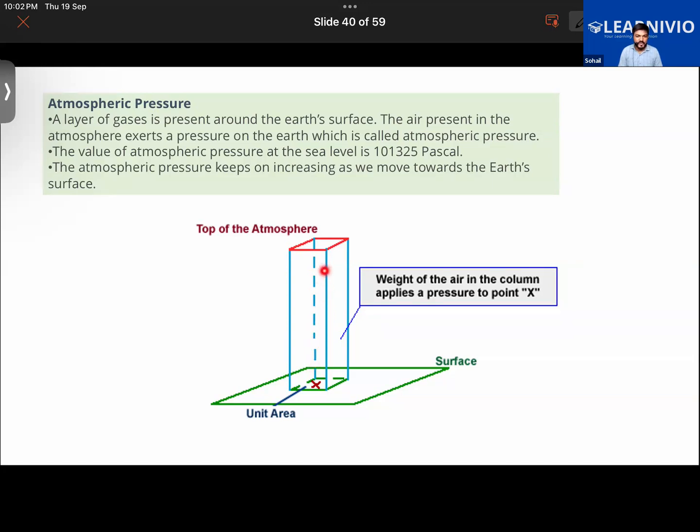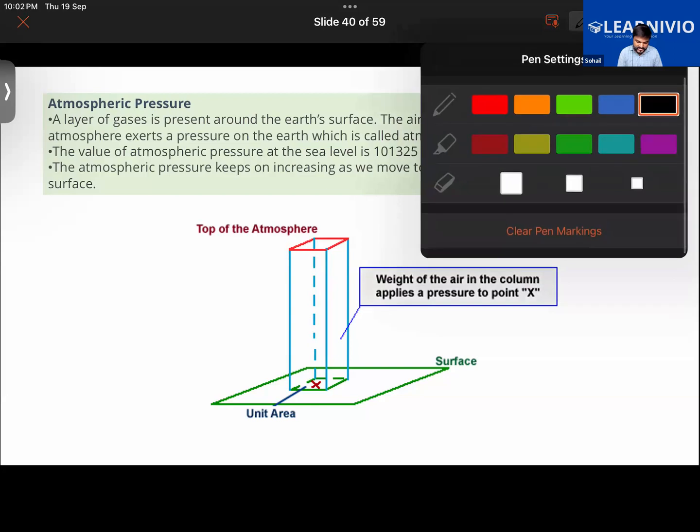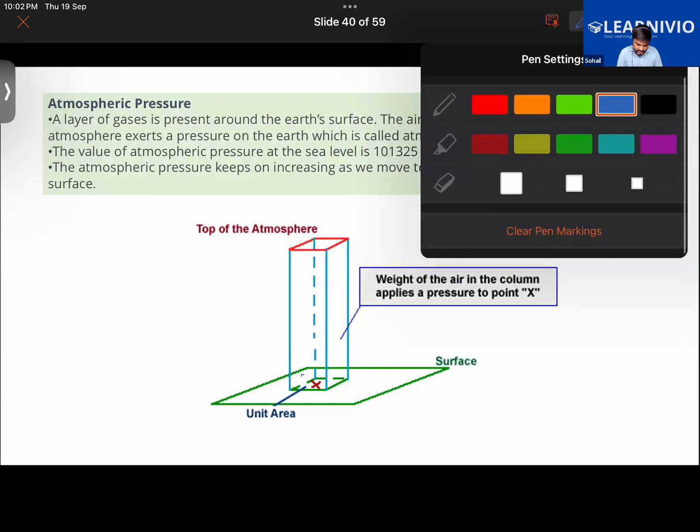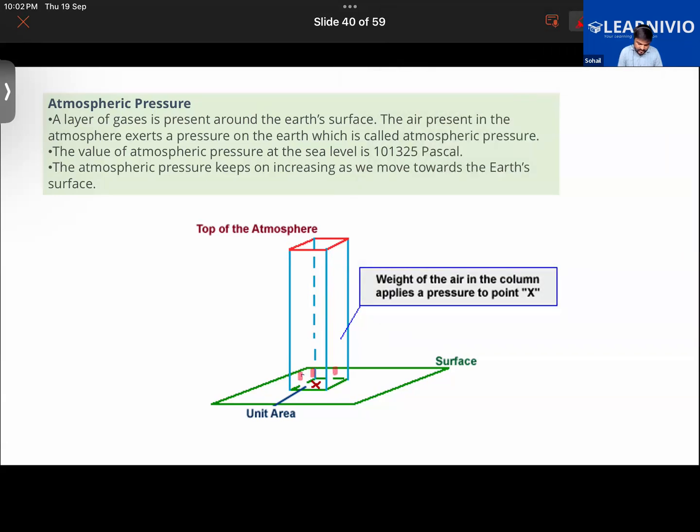Now, suppose we have taken a column of air here. All the molecules present in this column of air, say that all these are the molecules present in it, will all be applying some pressure on this given unit area. All these are the molecules of the air, and we know that air has different gas particles in it.